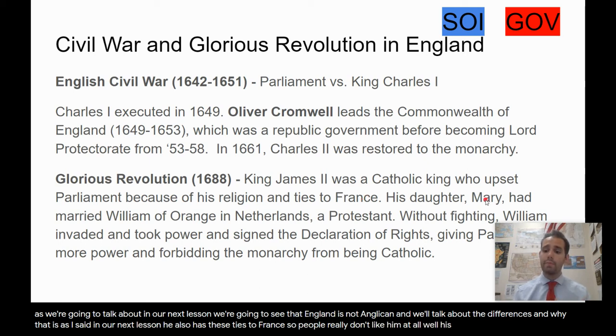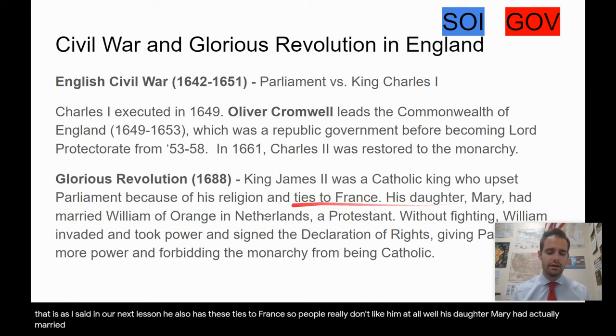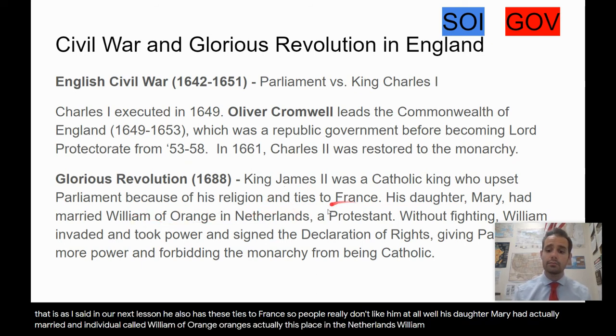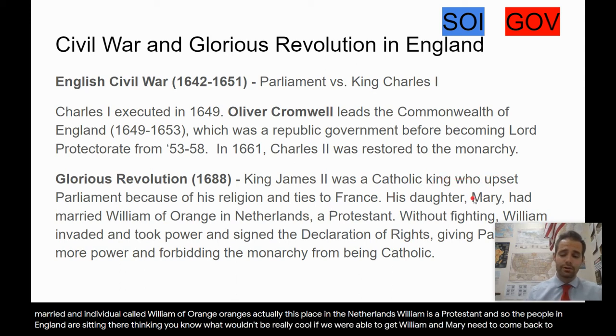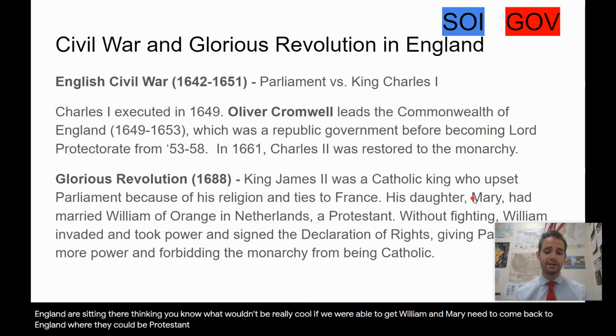Well, his daughter, Mary, had actually married an individual called William of Orange. Orange is actually this place in the Netherlands. William is a Protestant. And so the people in England are sitting there thinking, you know what? Wouldn't it be really cool if we were able to get William and Mary to come back to England where they could be Protestant leaders instead of a Catholic leader? And that's exactly what happens.